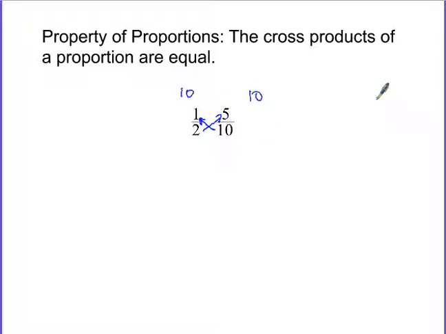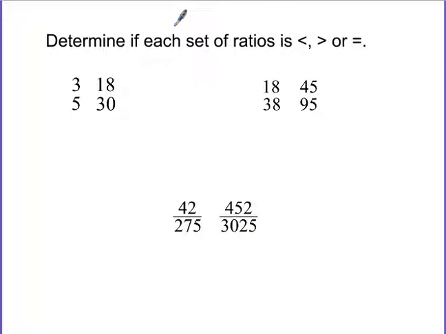Now we already knew this was a simple example. 1/2 is the same thing as 5 out of 10, 5/10. But this shows us mathematically that they are equivalent, and we can put an equal sign between those two. Okay? So if the cross products are equal, then you have a proportion. If the cross products are not equal, then it is non-proportional. And we're going to look at a few more examples. Determine if each set of ratios is less than, greater than, or equal to. And we can use cross products very quickly to determine what sign we need to use.